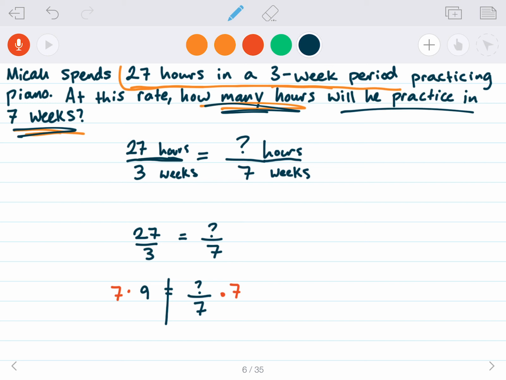And I get my answer. I get question mark is equal to 7 times 9, which is 63. So my answer is 63 hours. He's going to practice for 63 hours in 7 weeks.